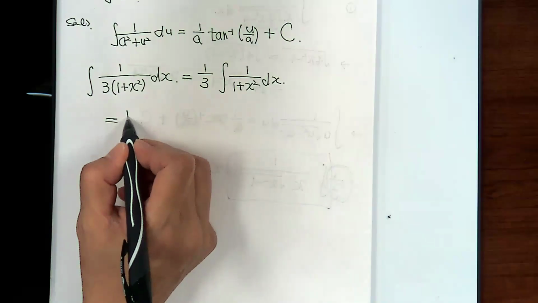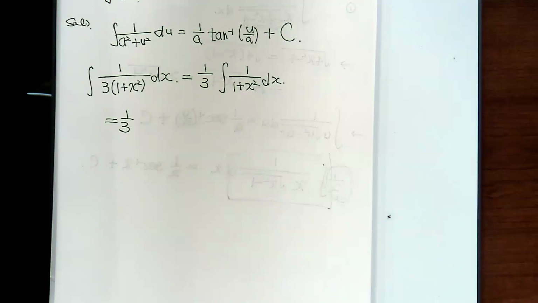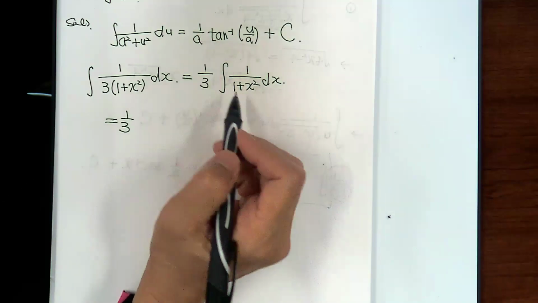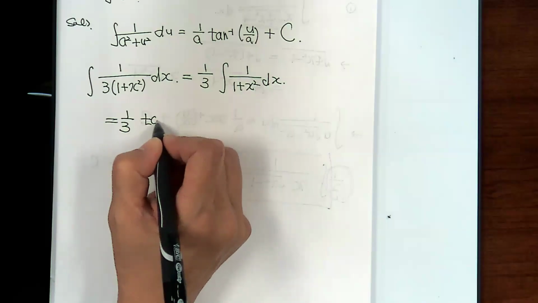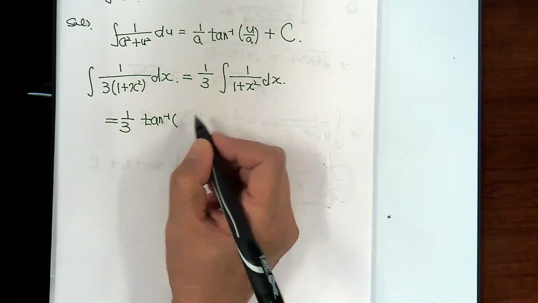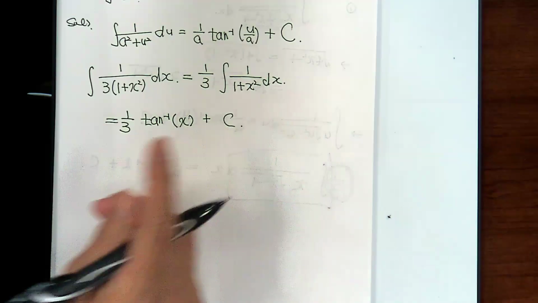So that is 1 over 3. And then again, a is 1 because 1 is 1 squared. Tangent inverse of u, in this case x, plus c.